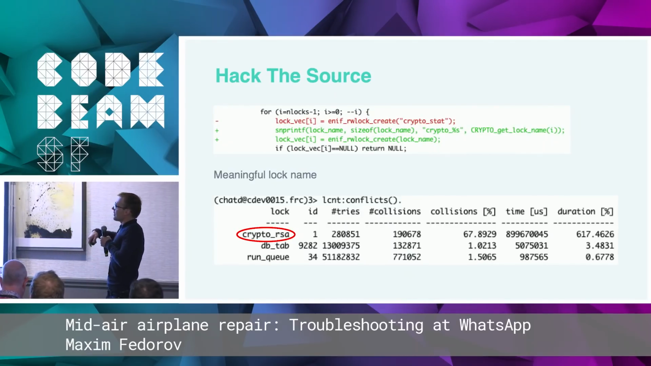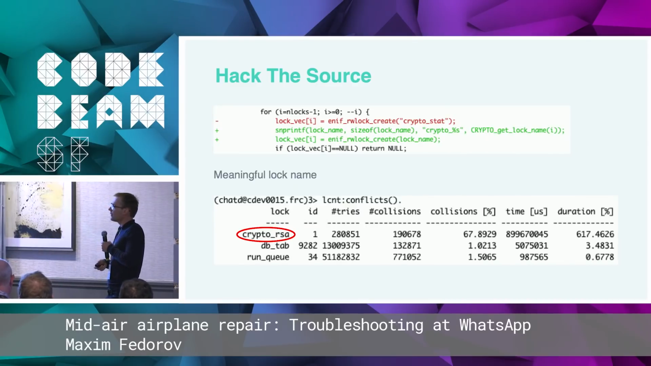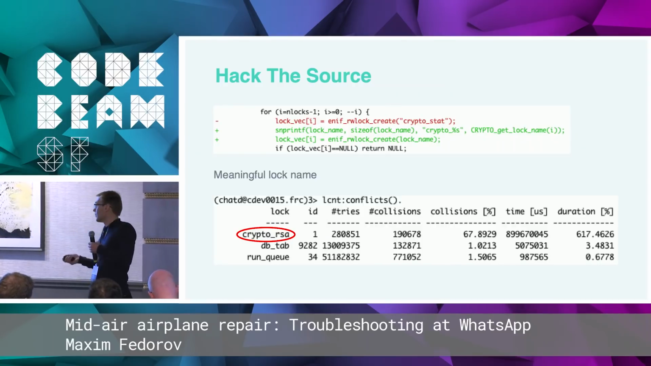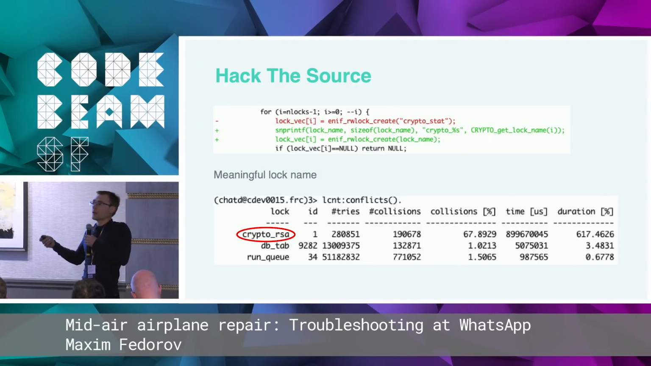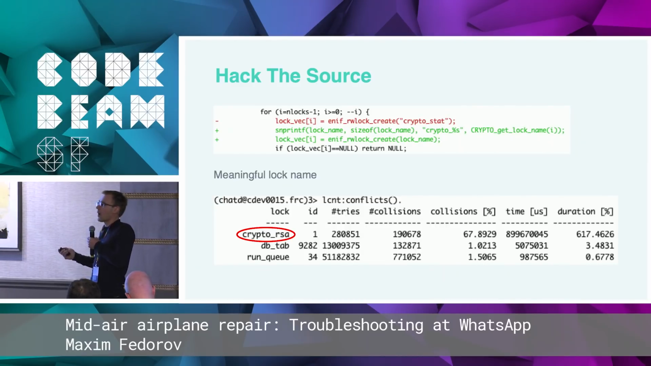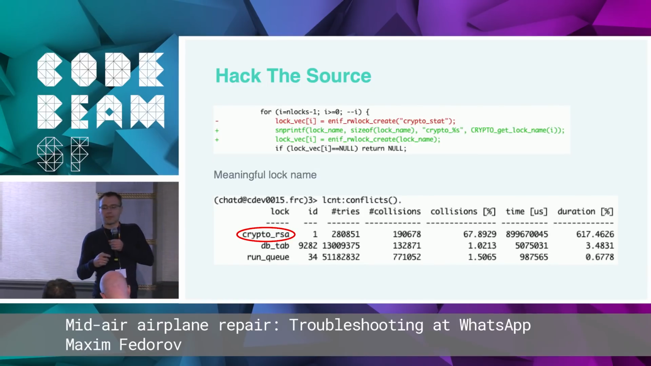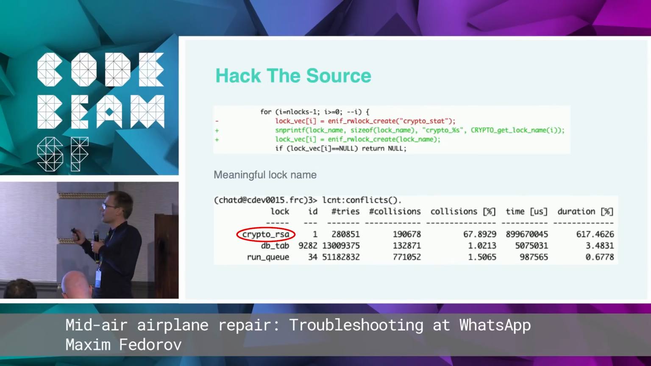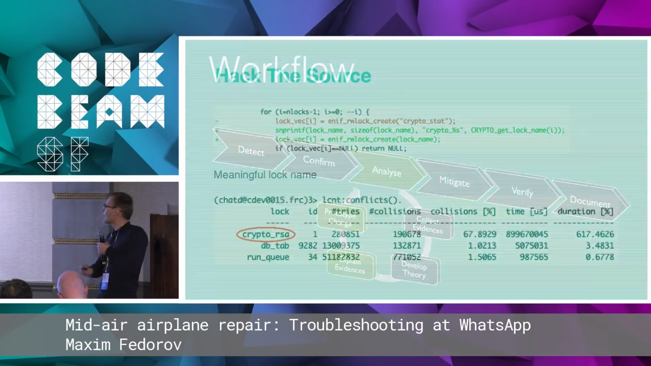Even if that is not enough, then the heavy artillery comes into play. We change source code because, well, we can see that there is some lock contention happening in NIFs, but what is the actual lock that gets contended? In that case, we have to modify the source file, recompile the virtual machine if necessary, and then we see, yeah, the problem was in the crypto RSA lock, because of how OpenSSL handles RSA keys, due to different, again, problems there.